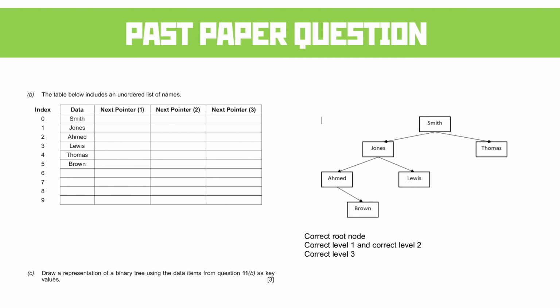Marks for the root node, level 3, and levels 1 and 2 being identical. So basically, you're getting a mark for Smith, a mark for Brown, and a mark for the other two rows being correct.